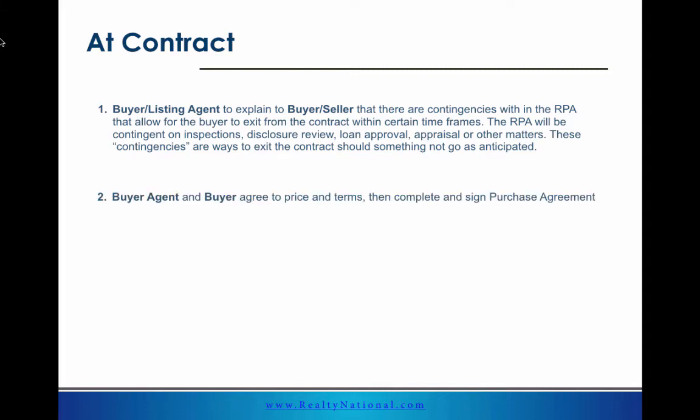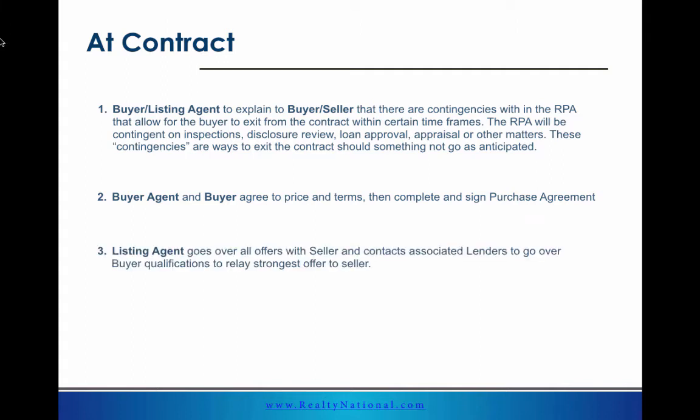As a buyer's agent, you want to get together with your buyer and agree to what price and terms you want to include into the contract, and then sign the agreement and submit it to the listing agent. If you're representing the seller, you want to go over all offers with the seller and then contact the associated lenders to go over each buyer's qualifications. After that, you'll want to relay to your seller which buyers are the strongest and why they're the strongest.